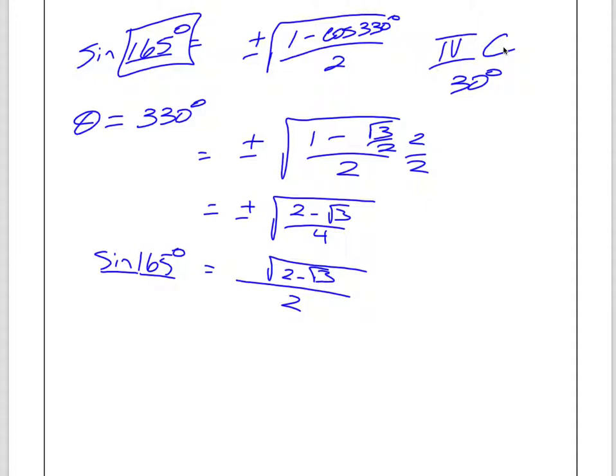quadrant. So what quadrant is 165? Second. So what does sine need to be? It needs to be positive. So my answer is sine of 165 equals the square root of 2 minus the square root of 3 over 2.